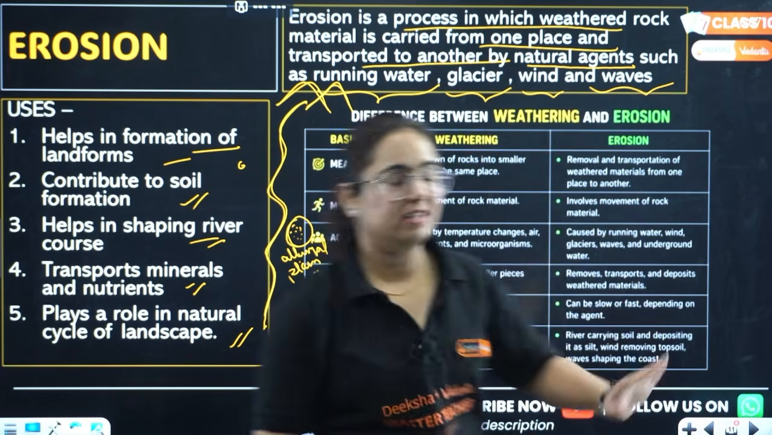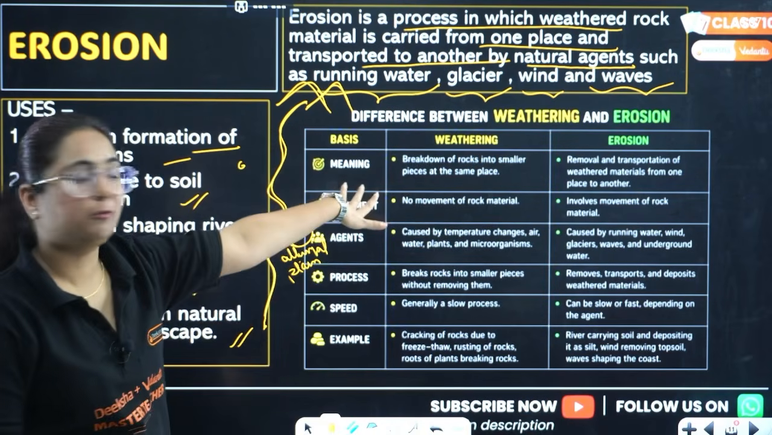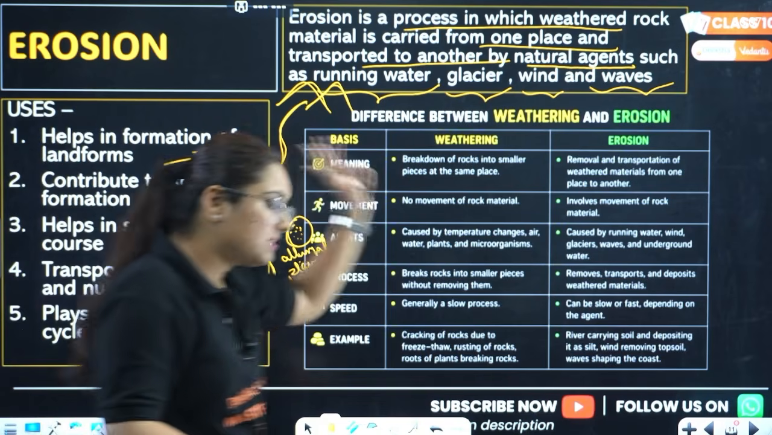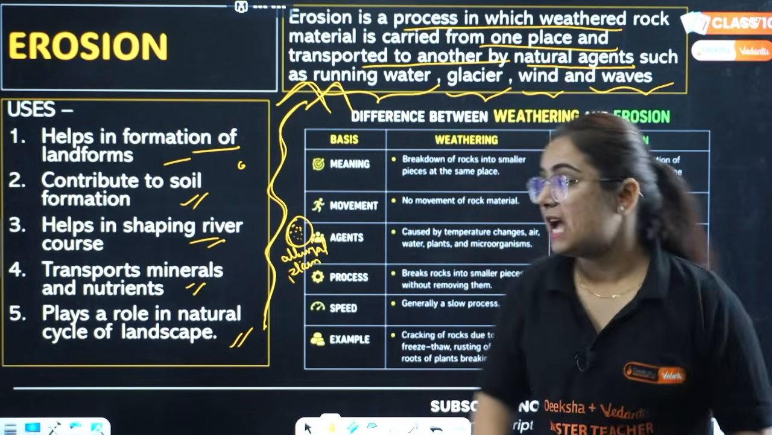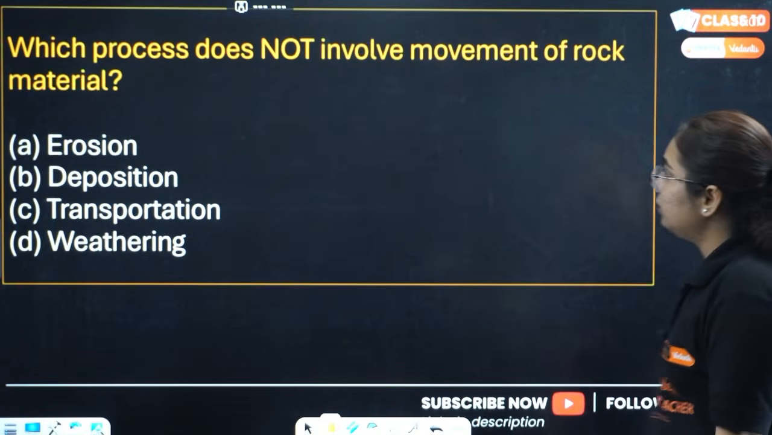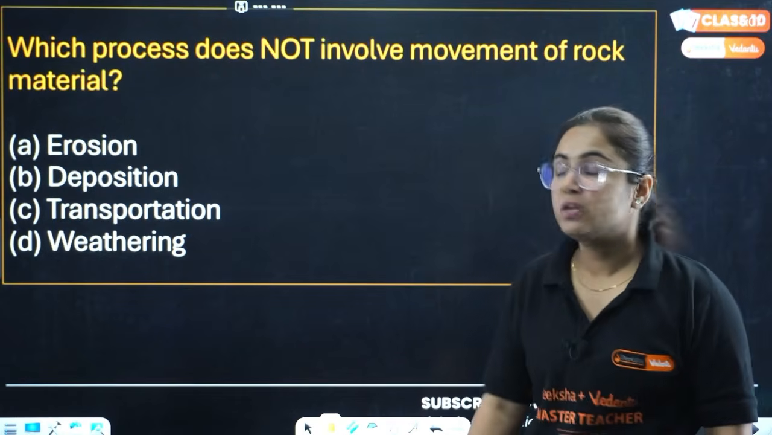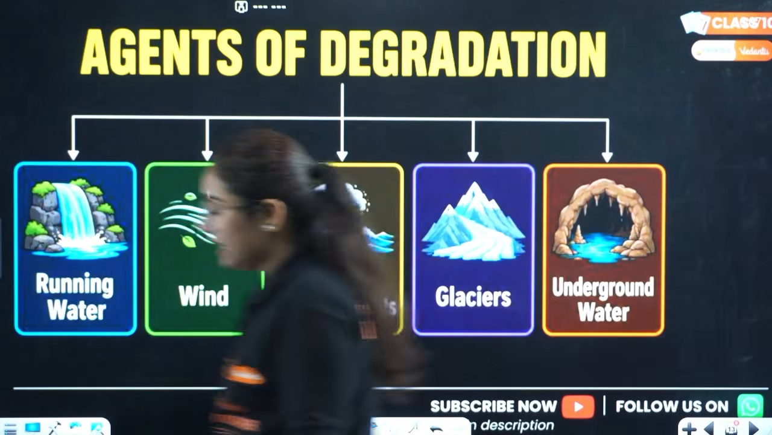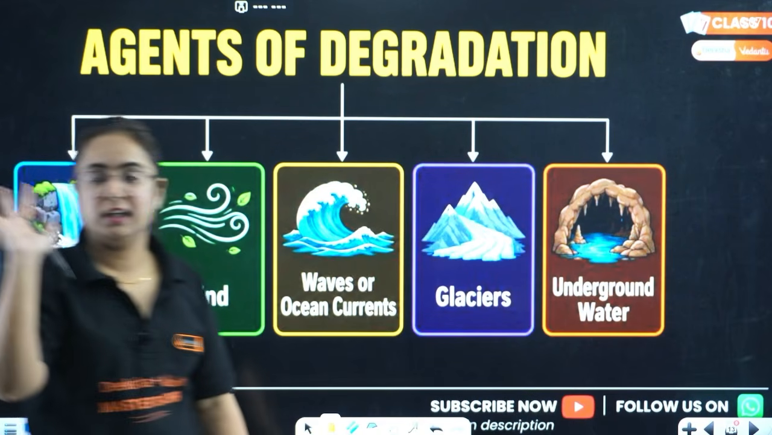So here I have presented a brief difference between weathering and erosion, which you will go through and understand better. I hope this is quite clear to each of my students present here. Now answer this question and tell me in the comment section, and then I'm moving to the next topic: why is erosion happening in the world?